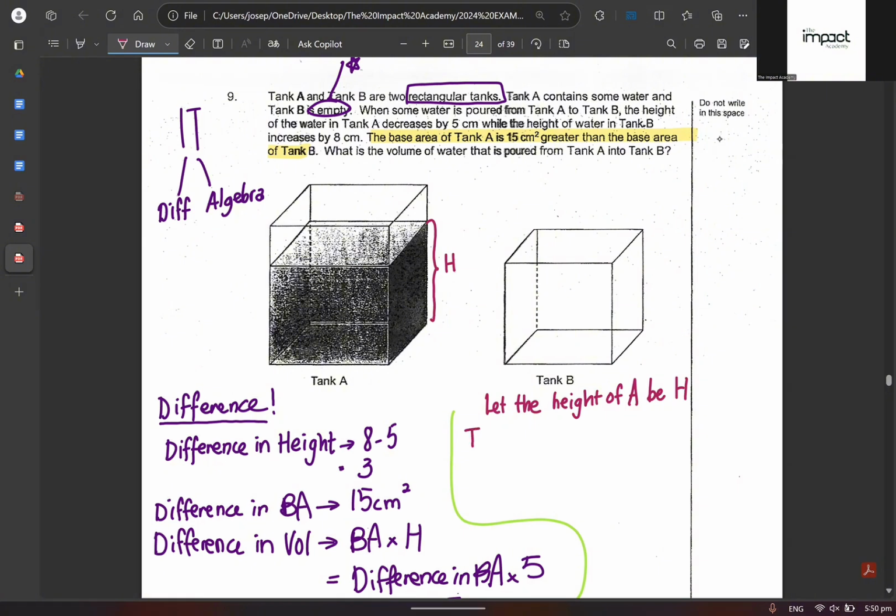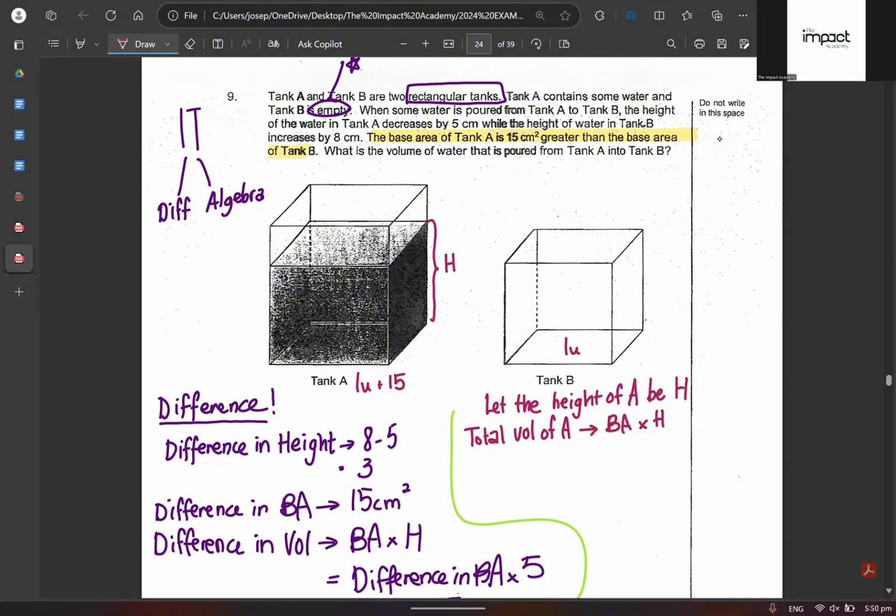So what is my total volume at first? Let's find our total volume of A. It will be my base area times my height. What is my base area for tank A? 1 unit? Oh, in fact, it is not. It's 1 unit plus 15, because the base area of A is greater by 15. That means the base area of B is 1 unit.